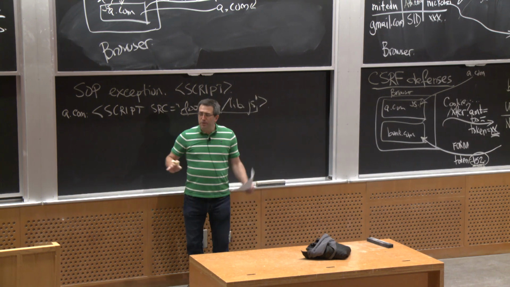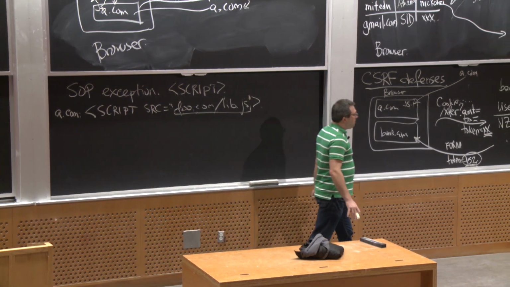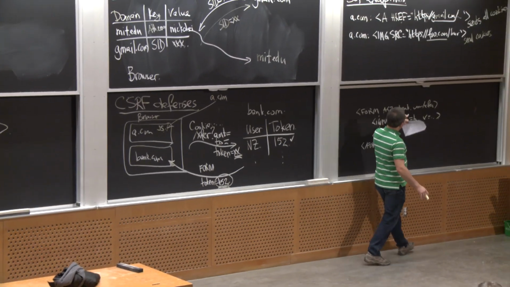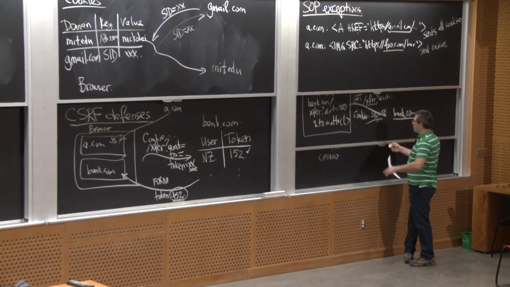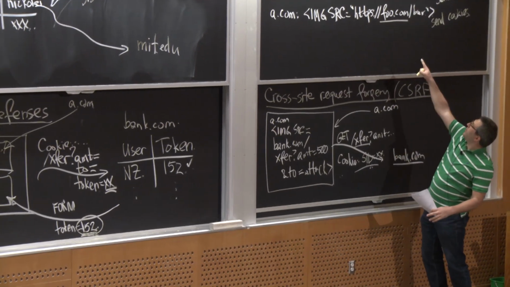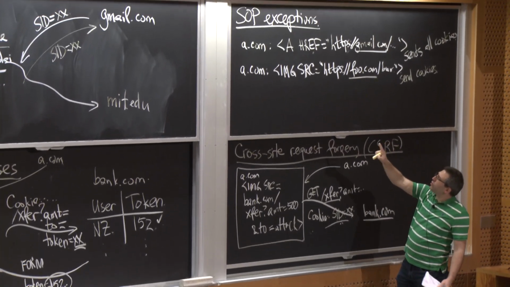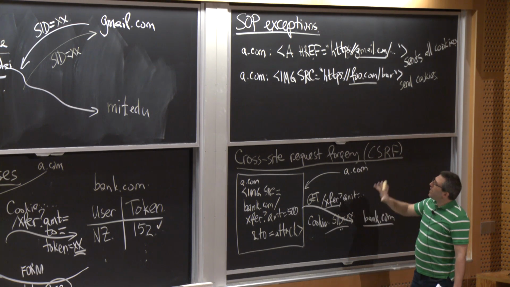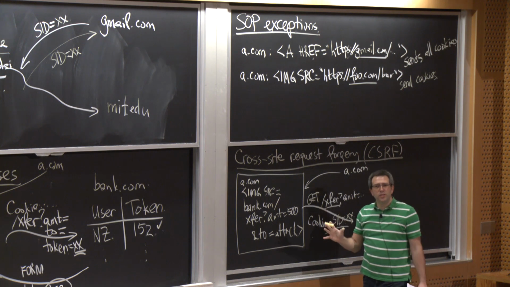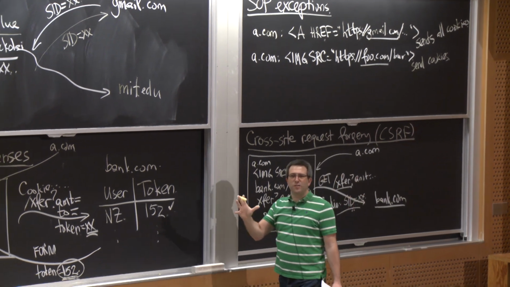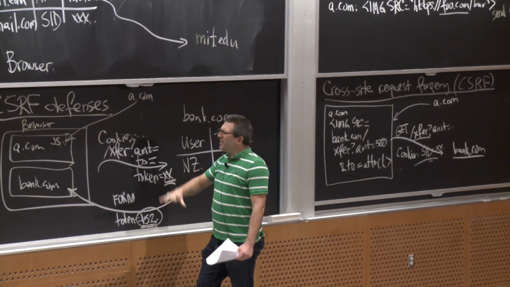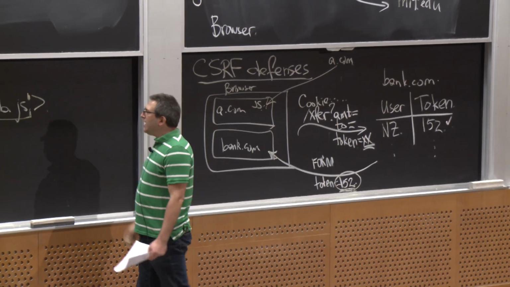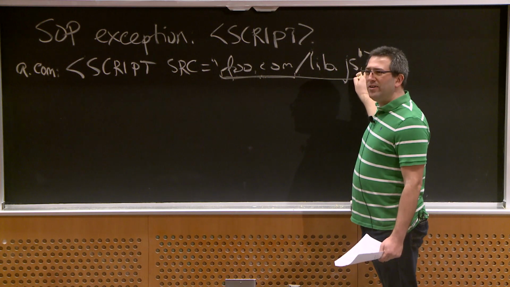Here's another question. In the image case, we were worried a little bit about whether a.com was going to see the contents of the image. We were thinking, OK, well, a.com could request any image it wants. But we had this plan saying, well, that's OK, because we're going to display the image, but not let a.com look at the pixels of the rendered image. Maybe we're going to leak the dimensions, but that's it. What's the deal here? Can a.com look at what the code is here?